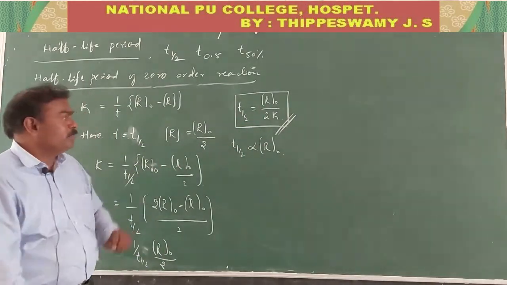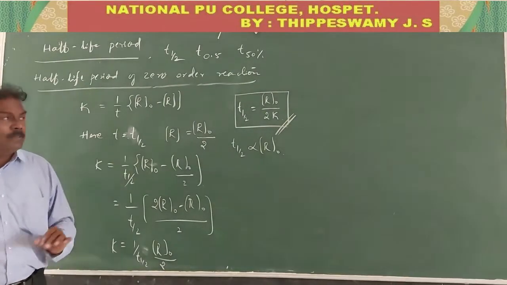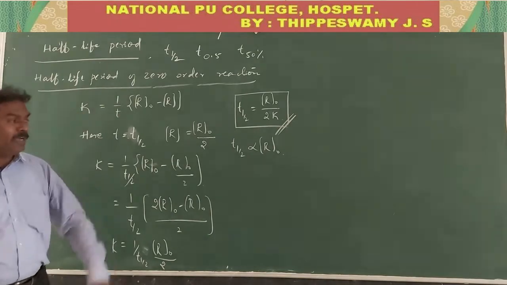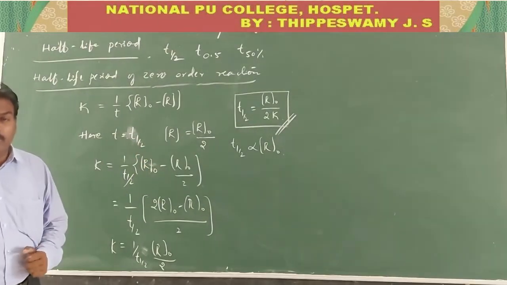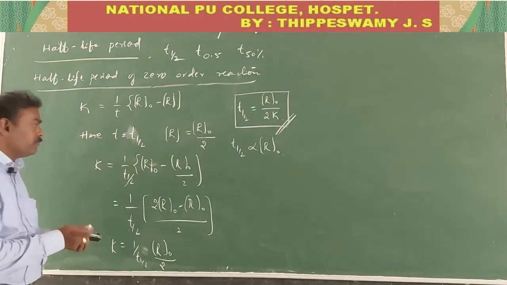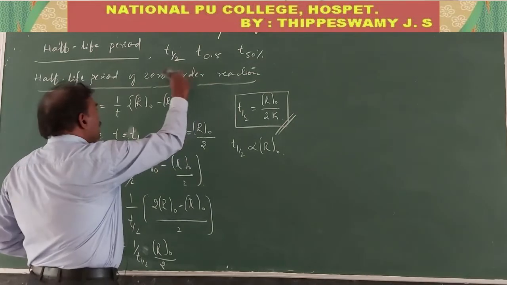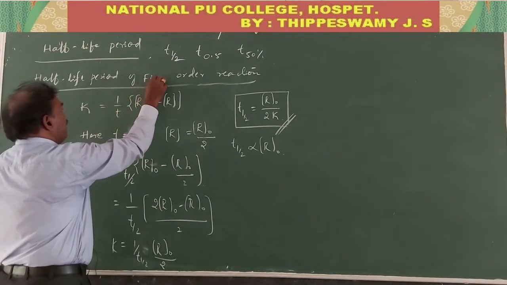So in this way, we can study the integrated rate equation for the zero order reaction, as well as the half-life period of a zero order reaction. It is very, very important to remember these points. Very important, what I am telling. And similarly, we can take the integrated rate equation for a first order reaction.